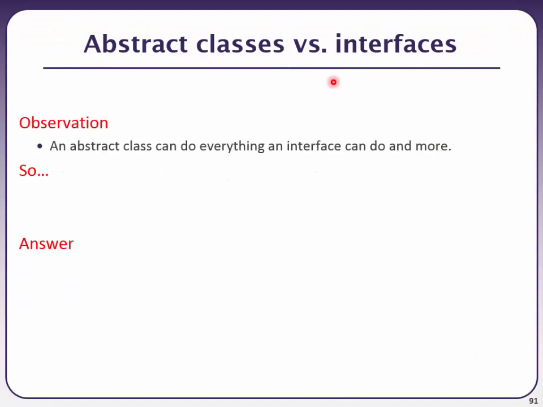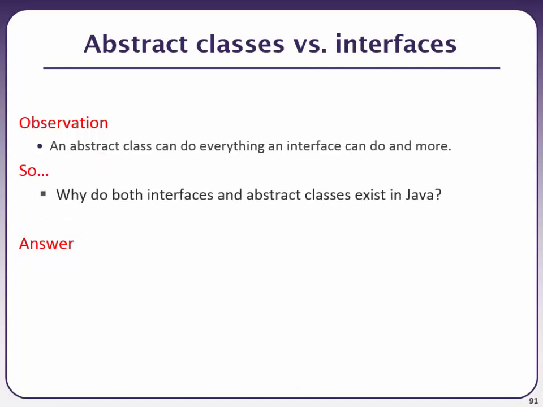What about abstract classes versus interfaces? Well, an abstract class can do everything an interface can do, right? And more. So when you are in a situation like that, it's healthy to ask yourself, well, why do we feature both interfaces and abstract classes in Java? Why have the two features if actually the abstract class is kind of a better version of the interface?